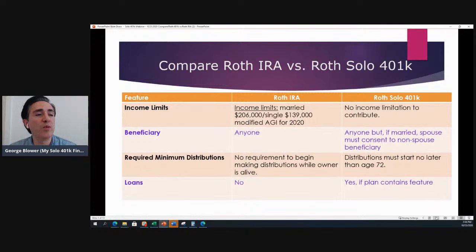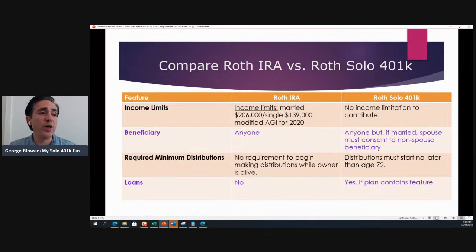Beneficiaries. Anyone can be your Roth IRA beneficiary. Likewise, with the Roth Solo 401k, anyone can be your beneficiary. However, if you are married, your spouse must consent if you have someone other than your spouse as the sole primary beneficiary. As part of our establishment process, we will provide you a beneficiary election form where you can designate who your beneficiaries are. On that form, if you choose to have someone other than your spouse as the sole primary beneficiary, then your spouse just needs to consent to it, and that consent is notarized.